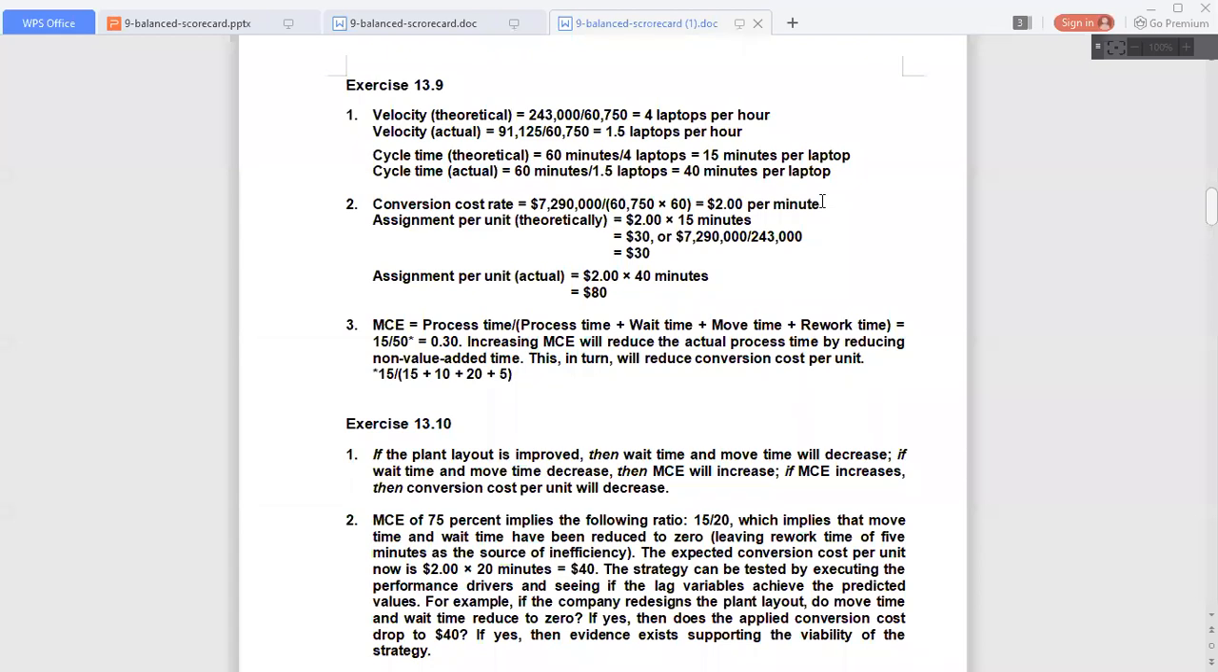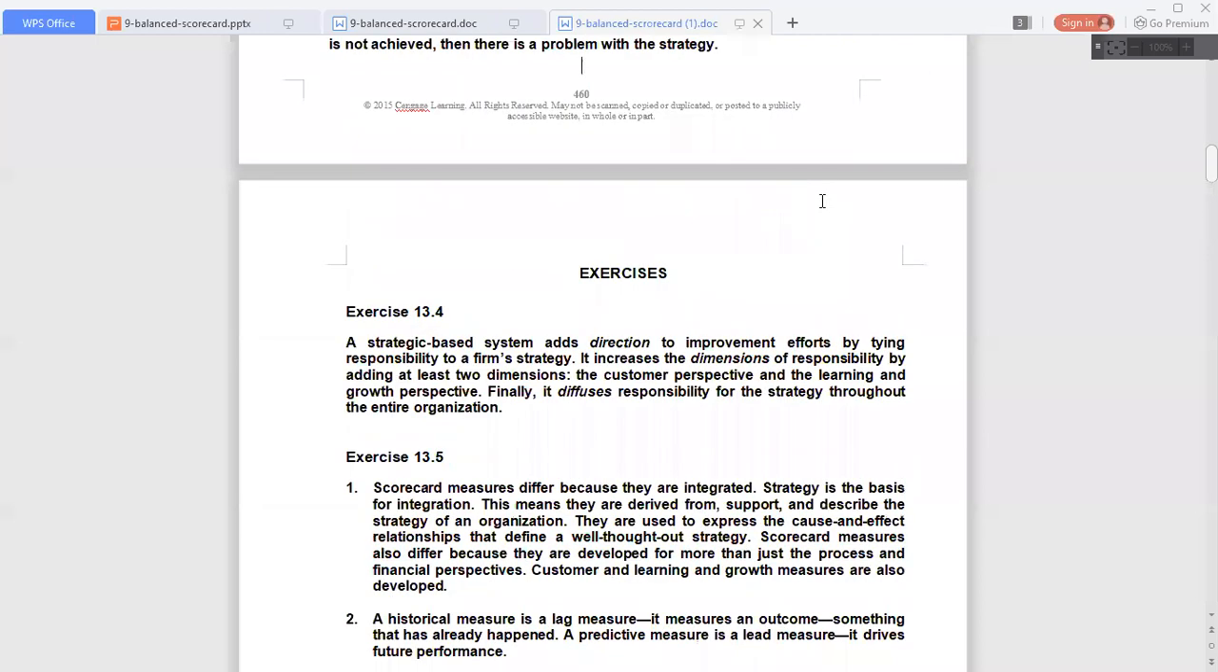For example, if the company redesigns the plant layout, do move time and wait time reduce to 0? If yes, then does the applied conversion cost drop to $40? If yes, then evidence exists supporting the viability of the strategy.